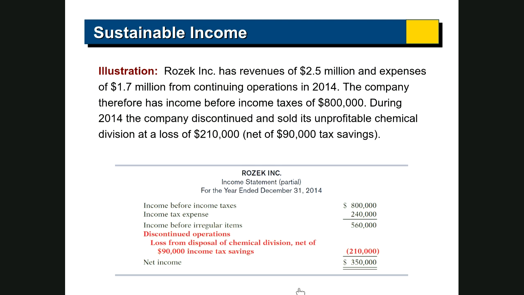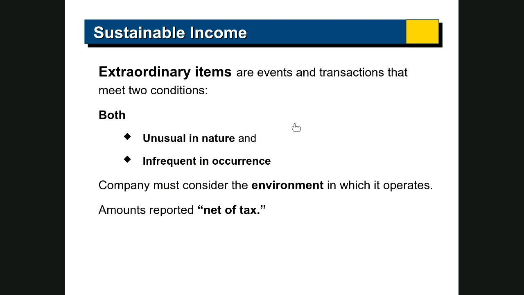Now, the next item is extraordinary item. Extraordinary item has two conditions. The first one is it is unusual in nature. It is infrequent in occurrence. Unusual in nature and infrequent in occurrence, meaning this is not normal. It does not happen, right?